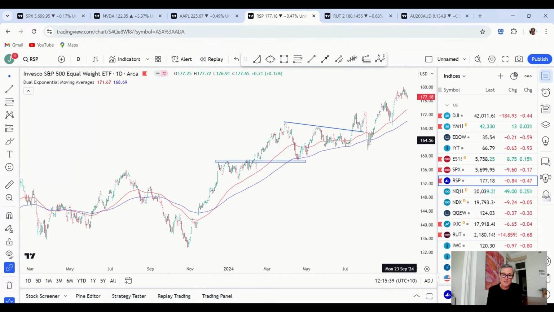So what we can see on this chart, we have a series of higher highs and higher lows that's been unfolding throughout the year. Again, we've got those rising moving averages, the 50 and the 100-day moving averages. Prices above the 100-day and the 50-day moving averages.